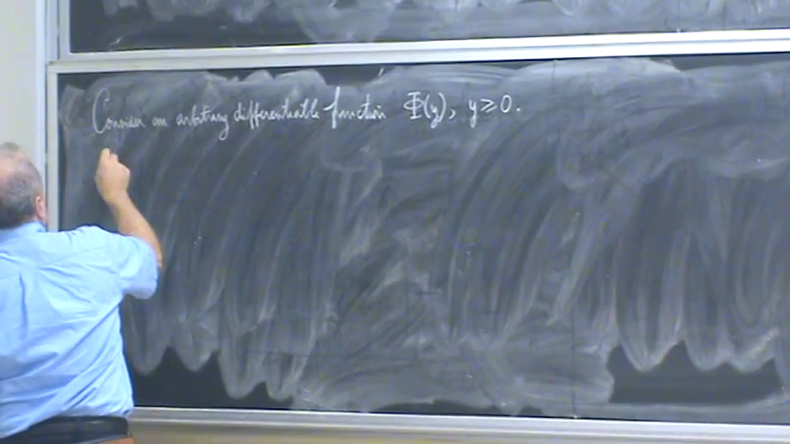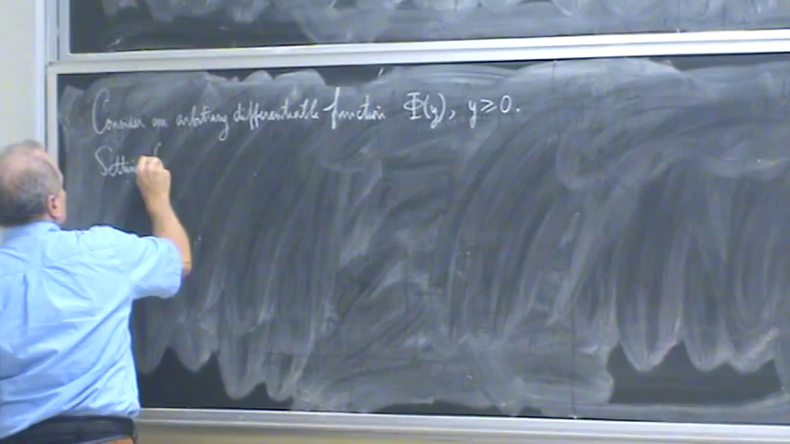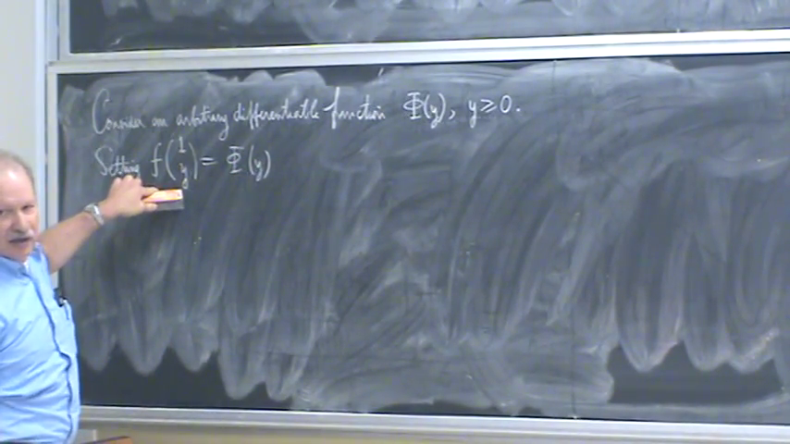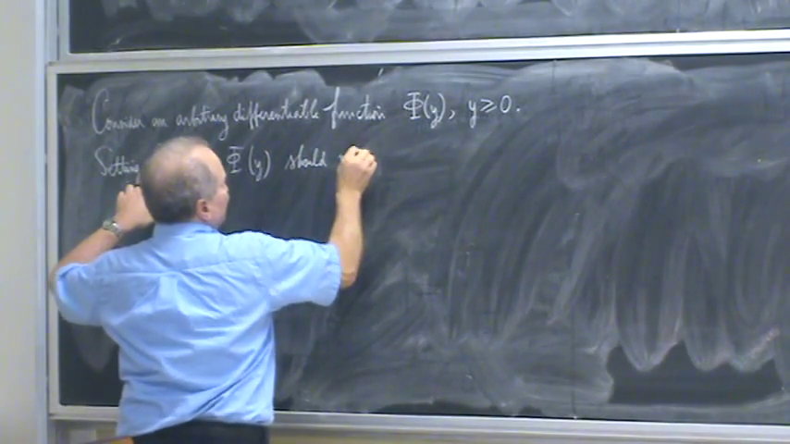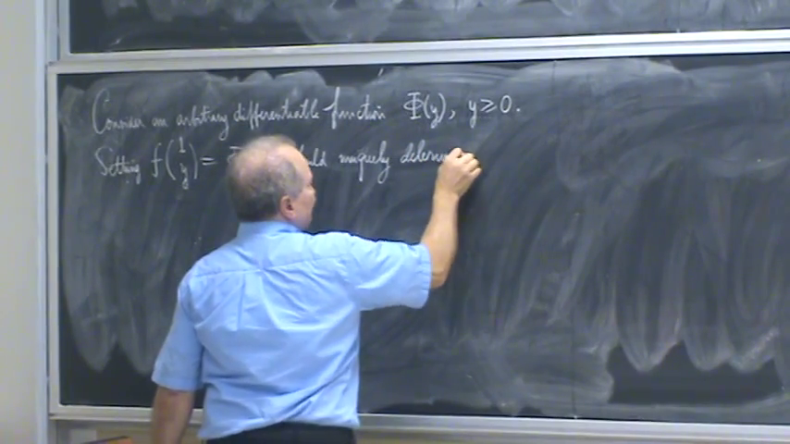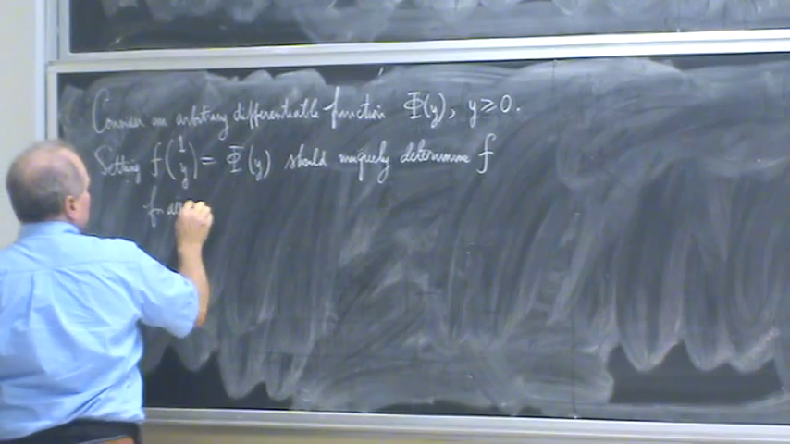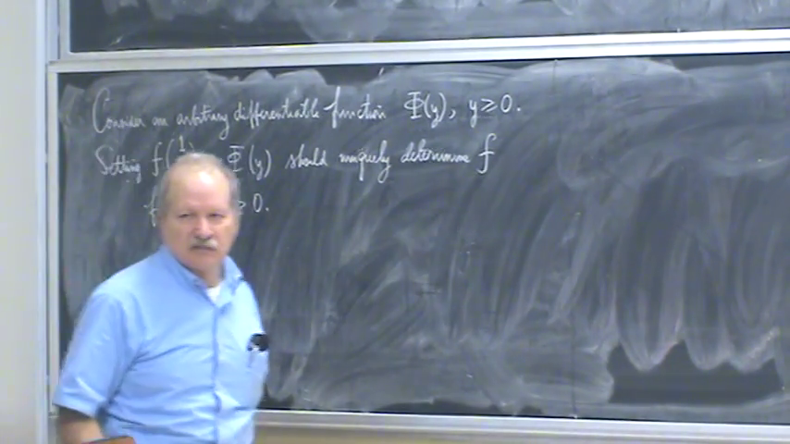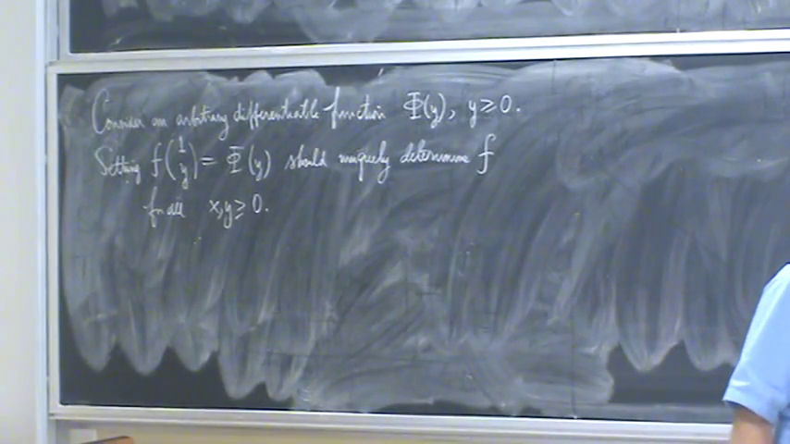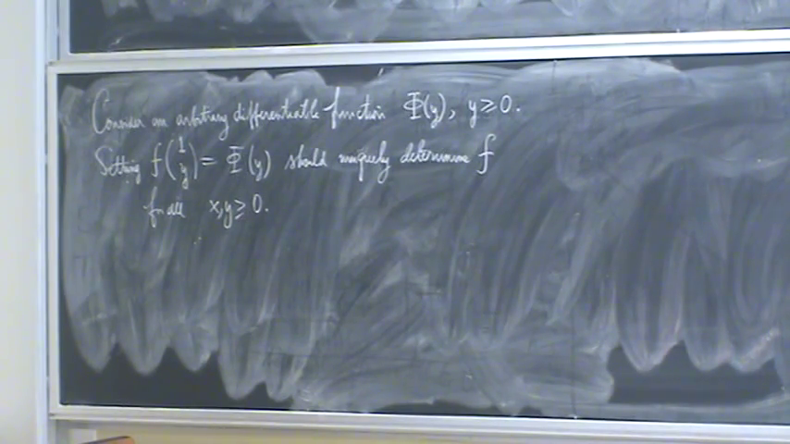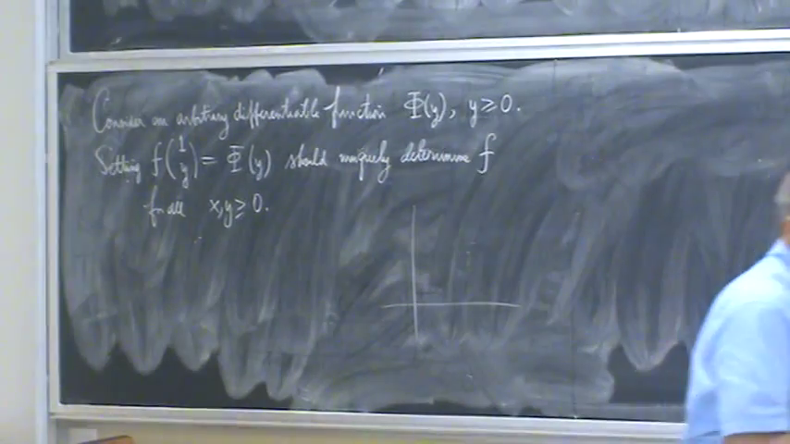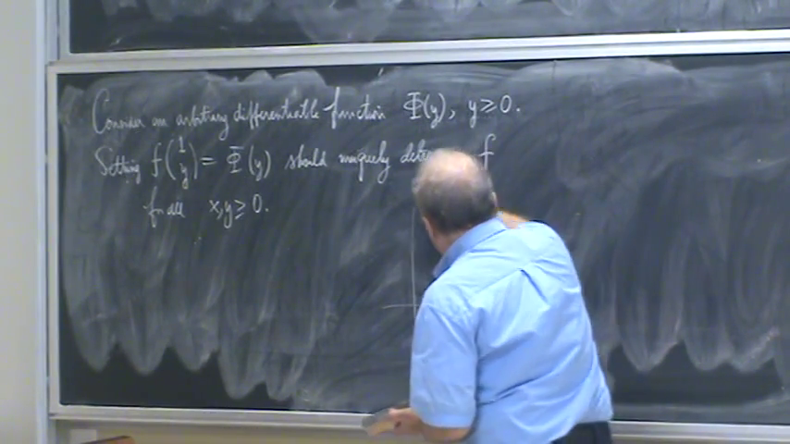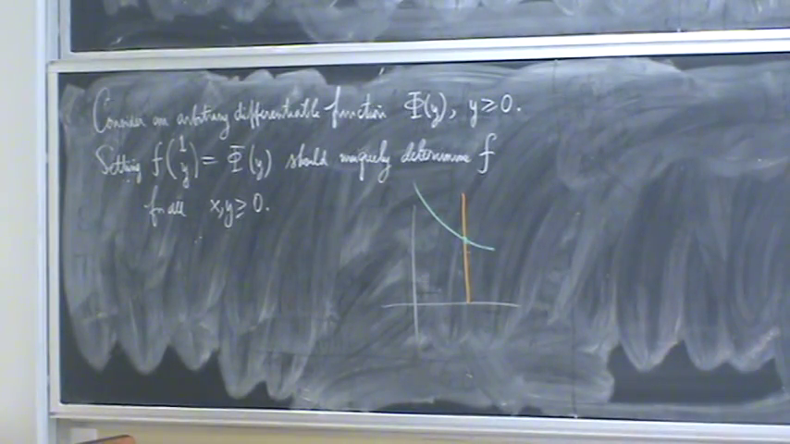I'm going to say setting my unknown function equal to that function when I'm at the point x equals 1 and whatever y should determine little f for all x, y in the positive. Namely, I'm saying each level curve meets that line at a unique point.